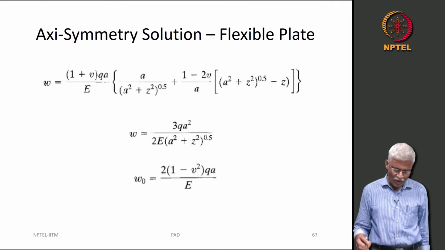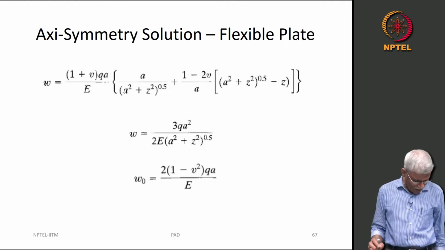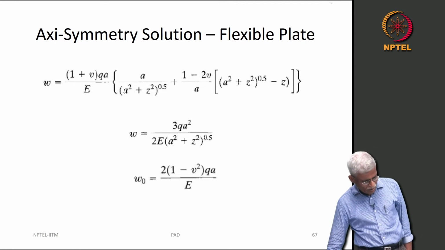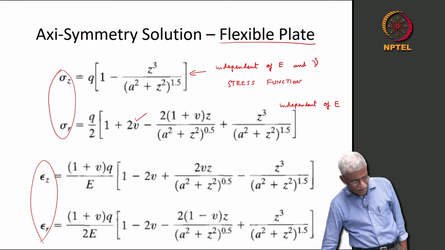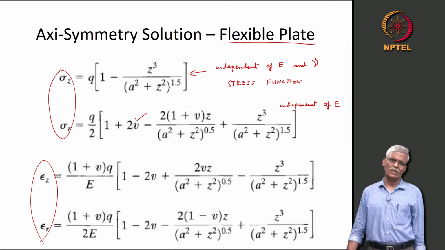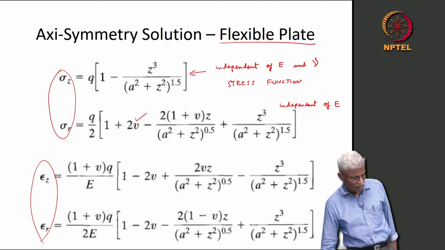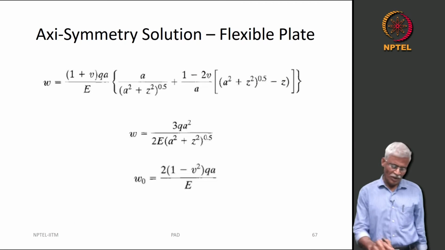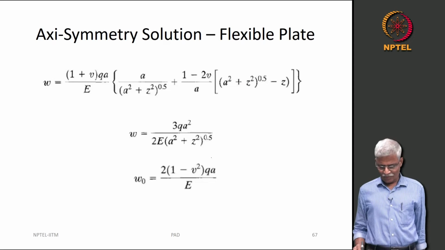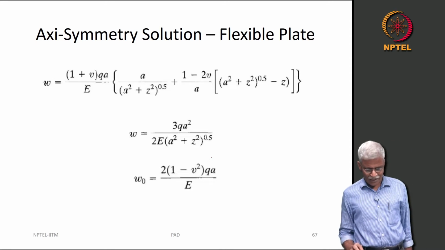So, this is what is given here for W. In fact, what did we discuss in the earlier slide? In the earlier slide, we showed sigma z, sigma r, epsilon z and epsilon r, and now we write it for W. Now, you can actually simplify this. What is the easiest way in which you can actually simplify?